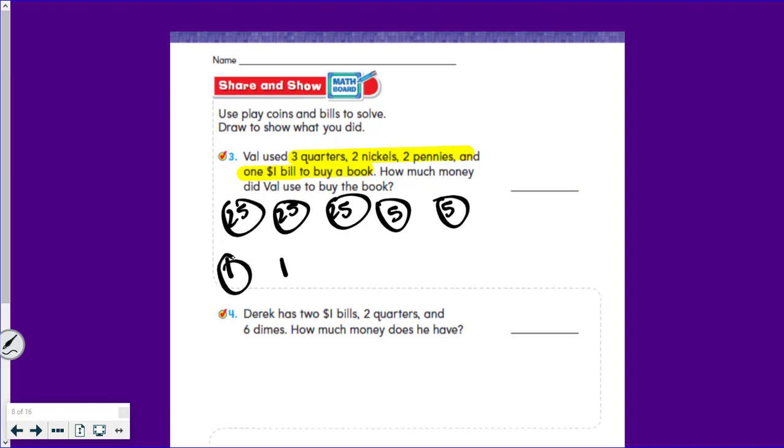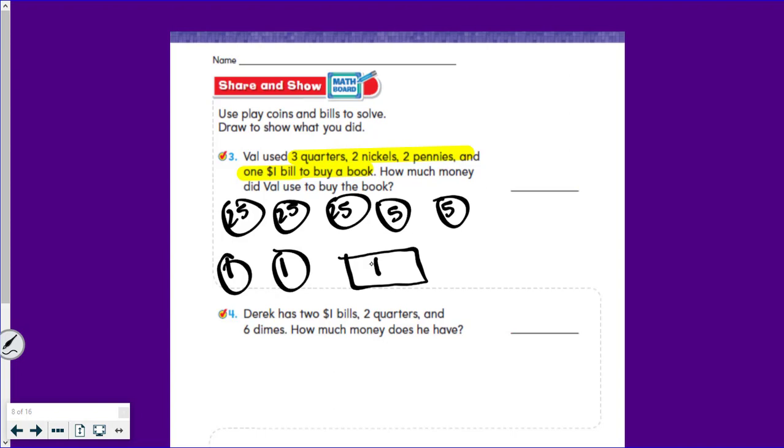And then 1 $1 bill. So, all right, we've got to figure out how much all of this is. So pause your video, see if you can figure it out, and then unpause it and see if we get the same number.